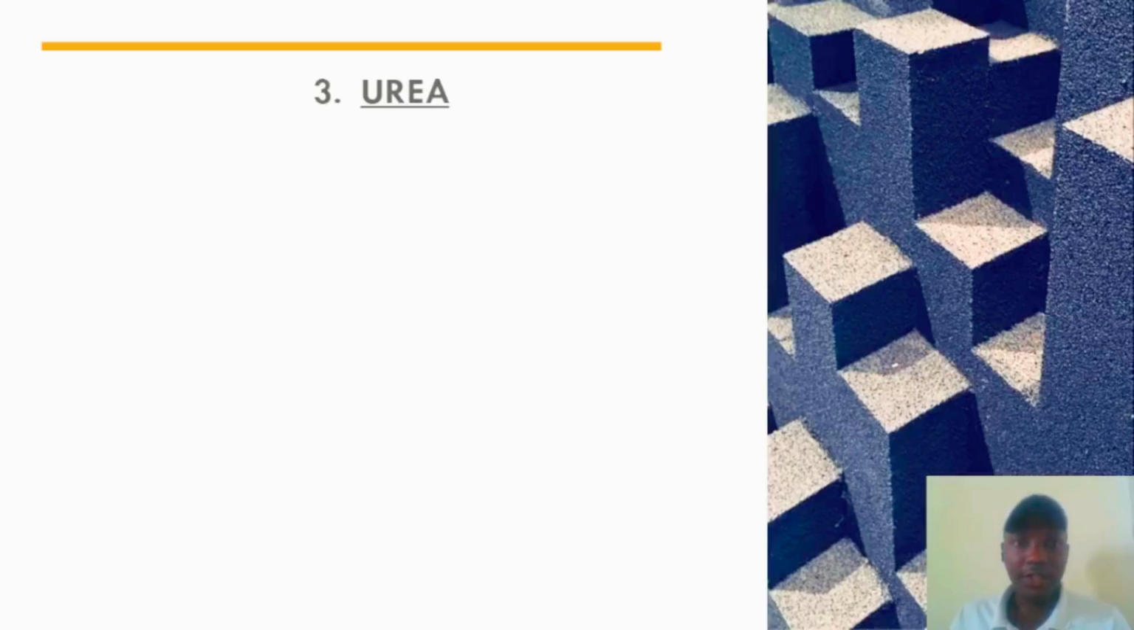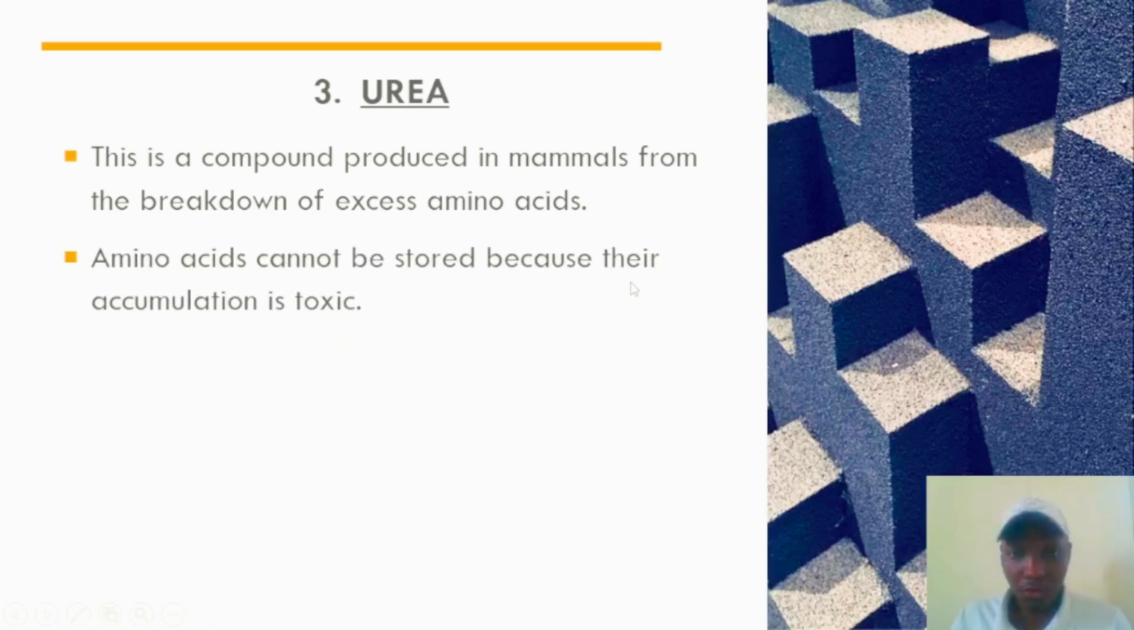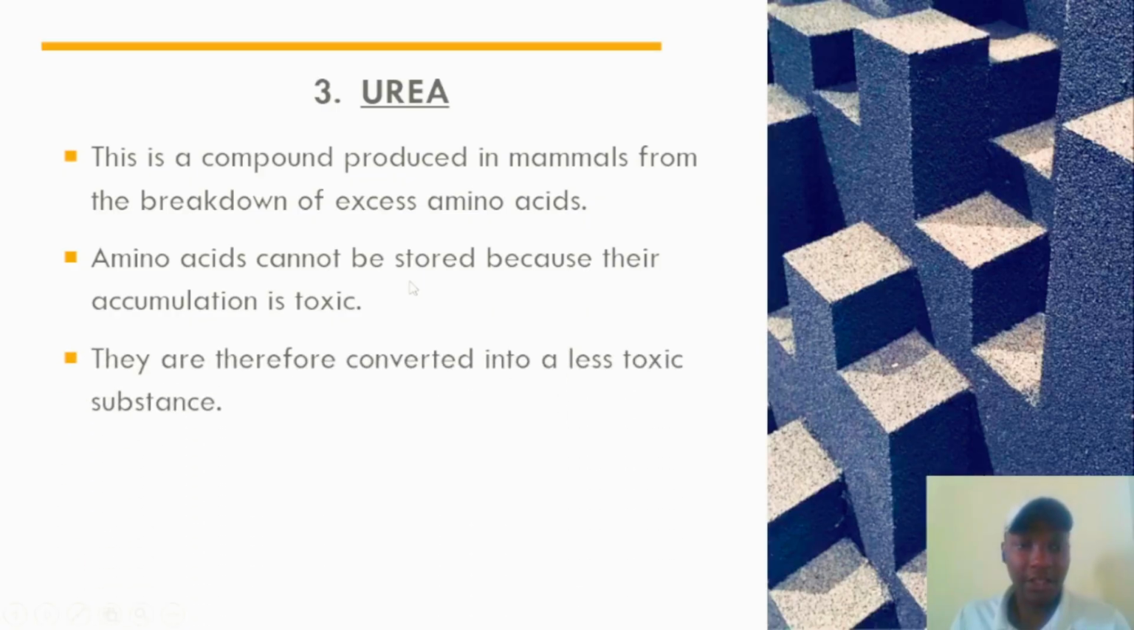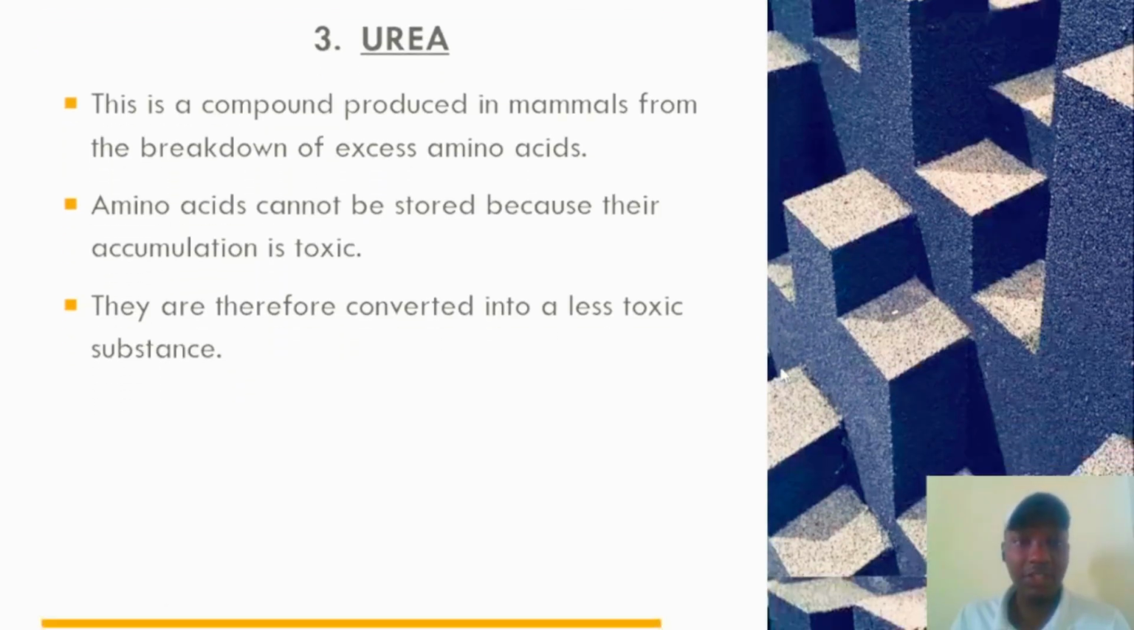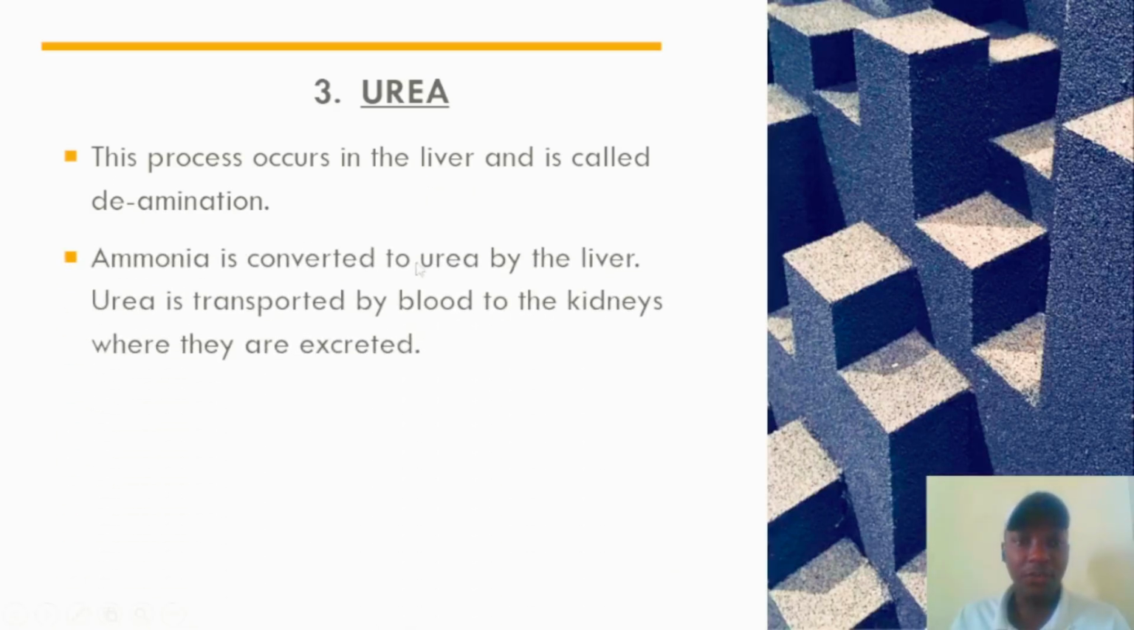The other excretory product we'll discuss is urea. This is a compound produced in mammals from the breakdown of excess amino acids, as we've seen in the introduction. Amino acids cannot be stored because their accumulation is toxic. Therefore, they are converted into a less toxic substance called urea. This process occurs in the liver and is called deamination. The ammonia is converted to urea by the liver, then the urea is transported by blood to the kidneys, where it is excreted.